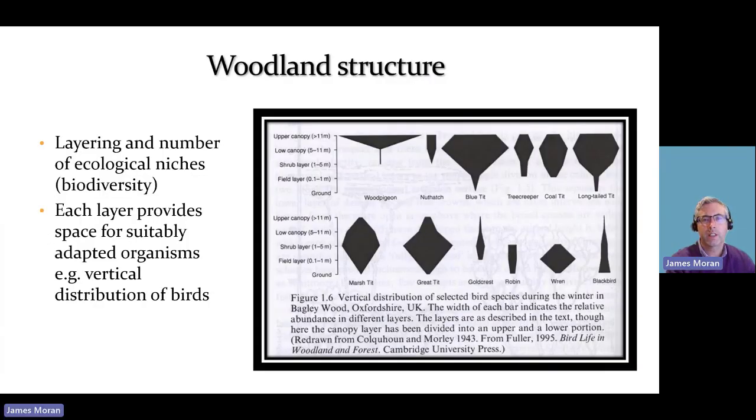The vegetation layers create a diverse range of ecological niches for other species. Each layer provides space for suitably adapted species from invertebrates to vertebrates such as birds and mammals. And in the illustration, we see the distribution of bird species. This illustrates how they use different areas to maximize the use of the woodland and minimize competition between species.